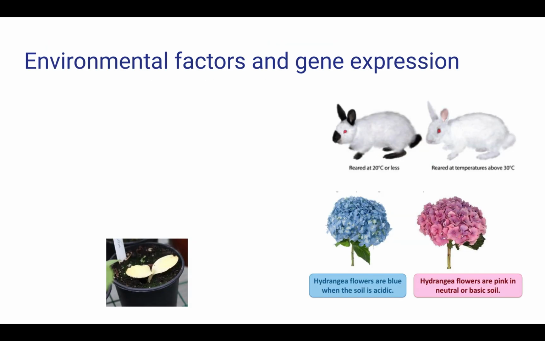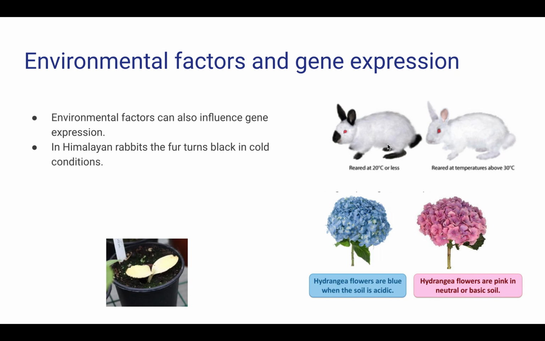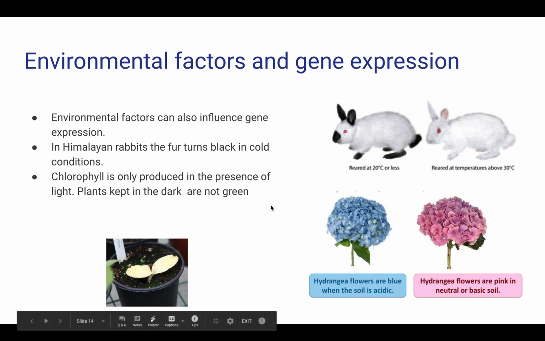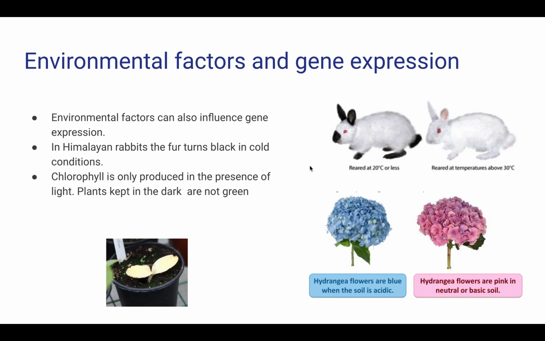Okay, something else that's interesting is sometimes genes are affected by the environment. So Himalayan rabbits, they're white above 30 degrees. If the temperature gets below, the tips start to turn black. Interesting. Chlorophyll, put a plant in the dark and see what happens. It stops being green and it will become white in the leaves. It's not going to make the energy to produce chlorophyll if it's not needed, if there's no light for photosynthesis.